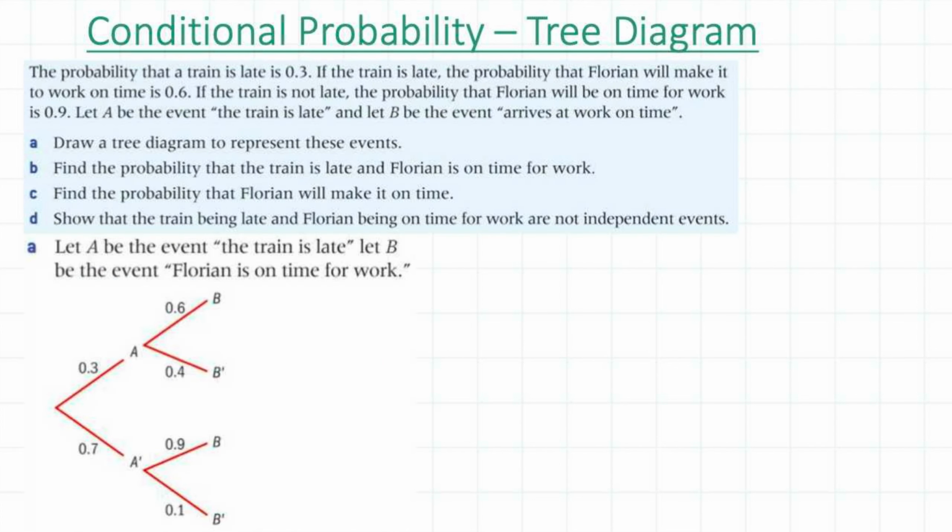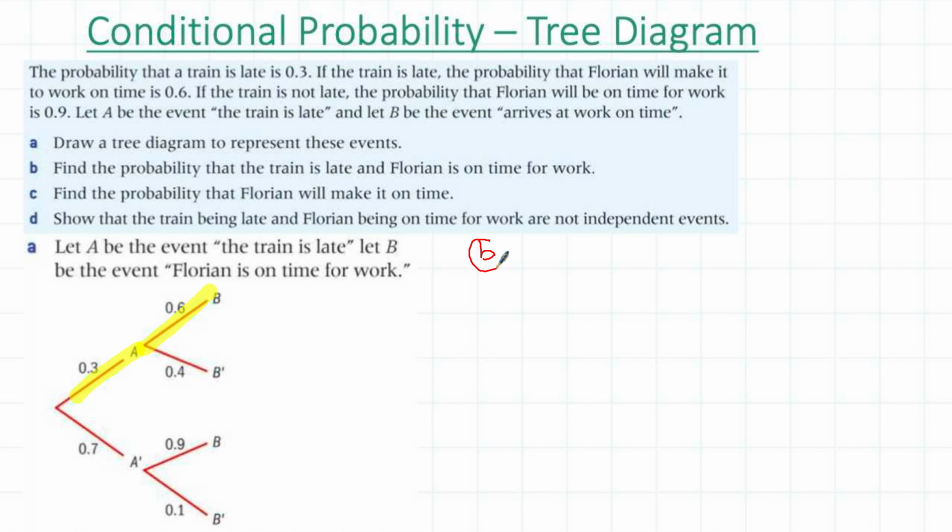So I already have the tree diagram set up. The first column represents the train, this is the train being late, and this is not late. The second one is Florian either being on time or not on time. So question B is asking that the train is late and Florian is on time. The train is late is this branch A, and Florian is on time would be B. So I know that for part B, I have to do a multiplication here.